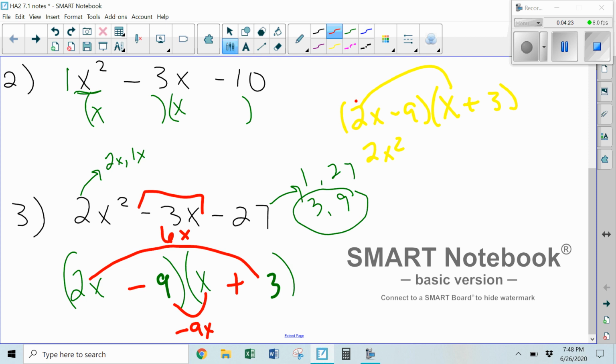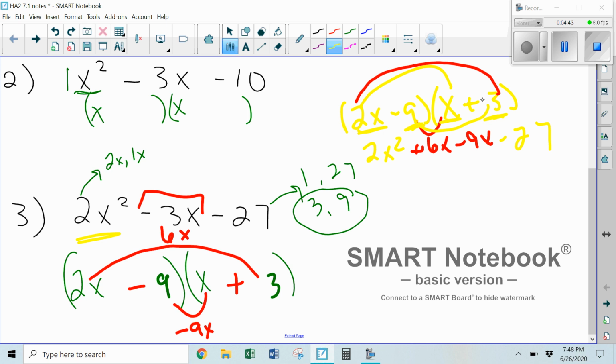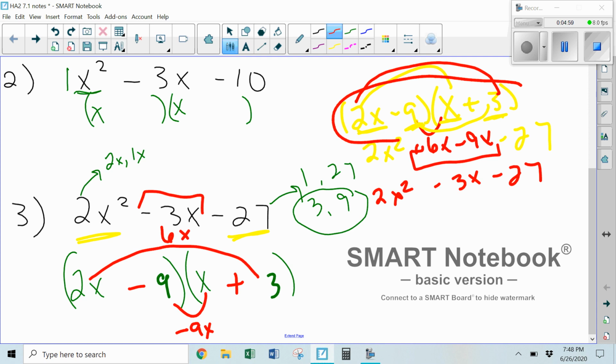And I'll do the red ones, because I already did those in this color. That was 6x and negative 9x minus 27. The ones in yellow, I didn't draw over here because they're very easy to see. It's just first term times first term is first term, and last term times last term is last term. But then there's these two terms that go together to make the middle term. So that's why I always do those, not necessarily in red, but that will simplify to my negative 3x, which is what I started with. So I know that these are correct.